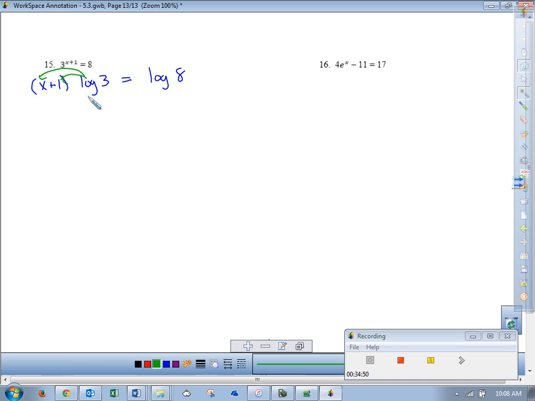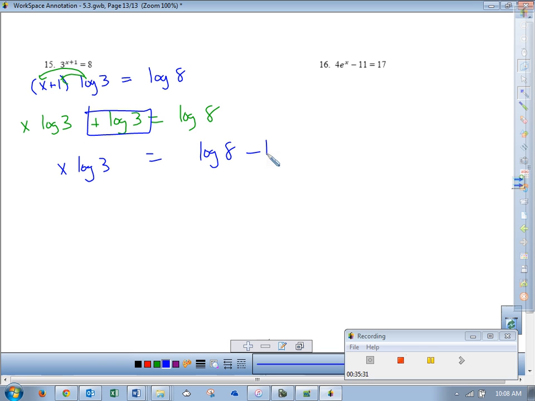Distribute the log of 3 to both of those guys. So this is x log of 3 plus log of 3 equals log of 8. With me on that? Next move, move him over. What would you do to move him over? Subtract, so x log of 3 equals log of 8 minus log of 3.